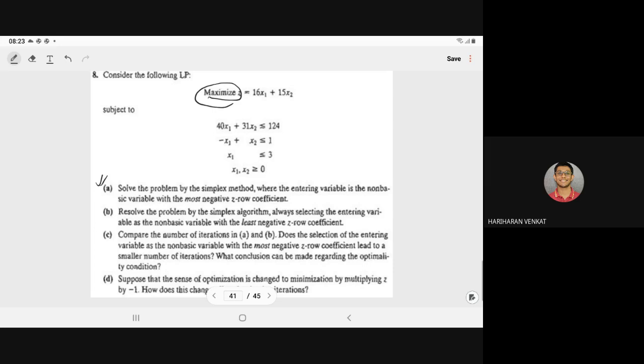Then what will happen? Compare the number of iterations in A and B. Does choosing the entering variable as the non-basic variable with the most negative z row coefficient lead to a smaller number of iterations? What conclusion can be made regarding the optimality condition? Suppose the sense of the optimization is changed to minimization by multiplying z by minus 1. How does this change? They are saying that if you select the least negative instead of the most negative, what will change?